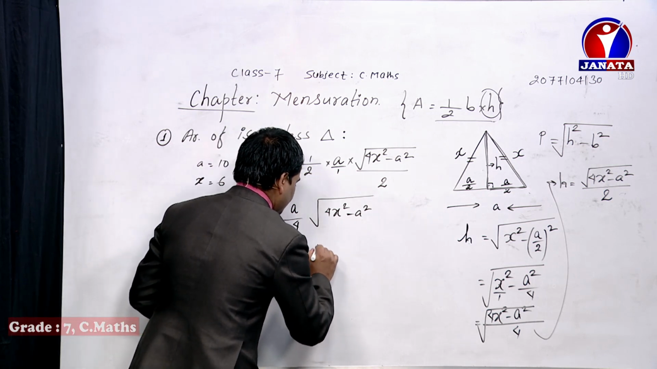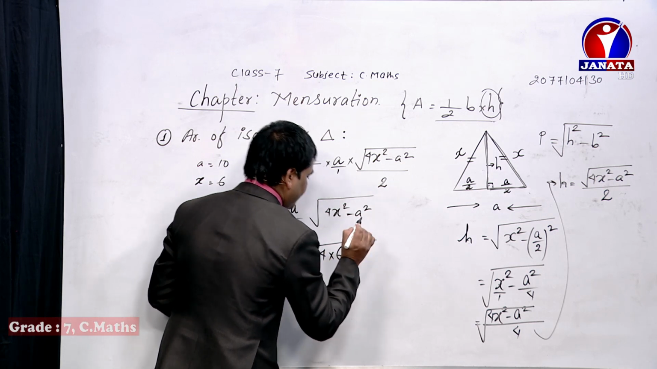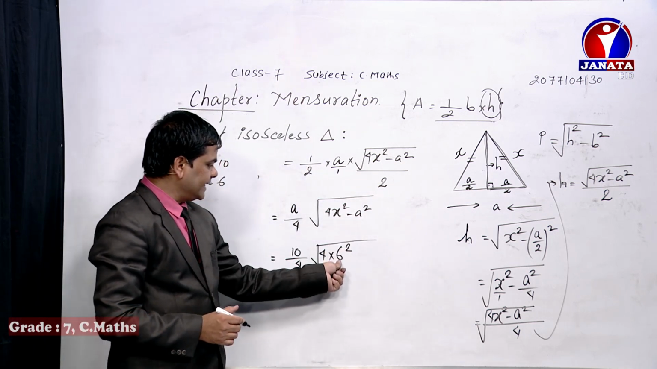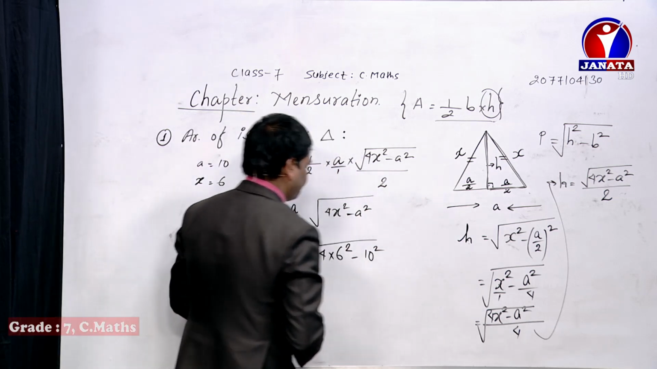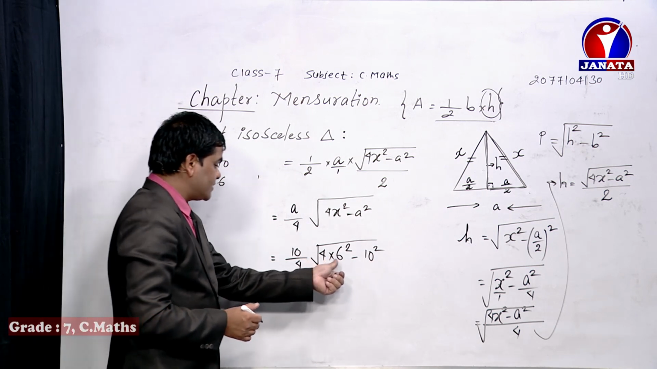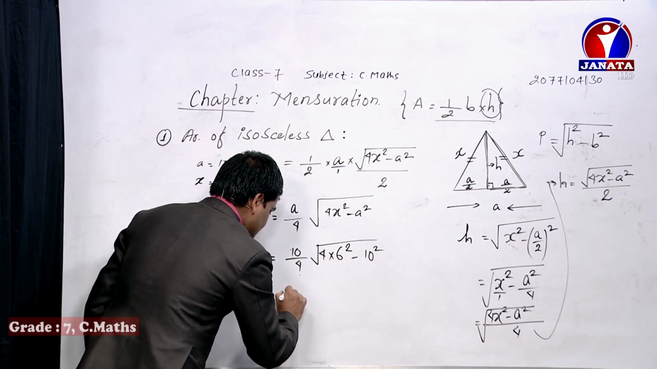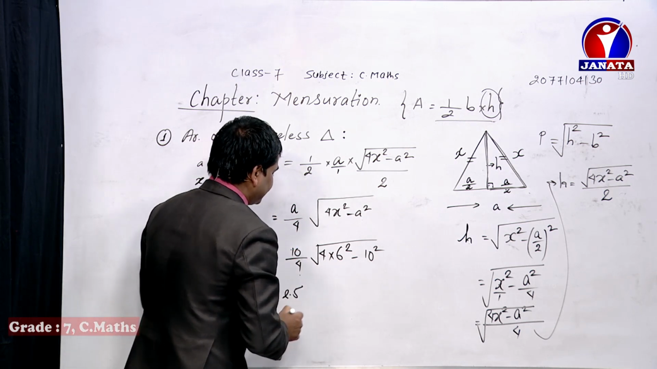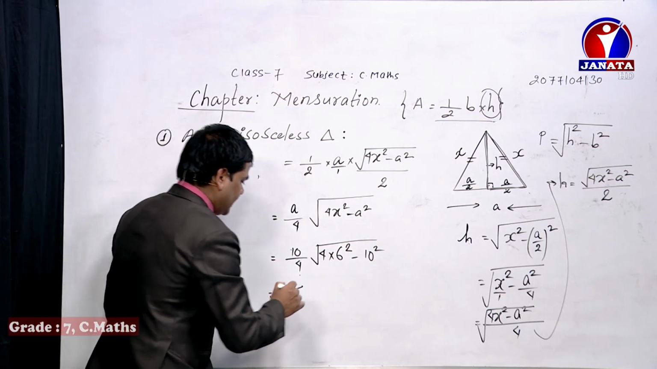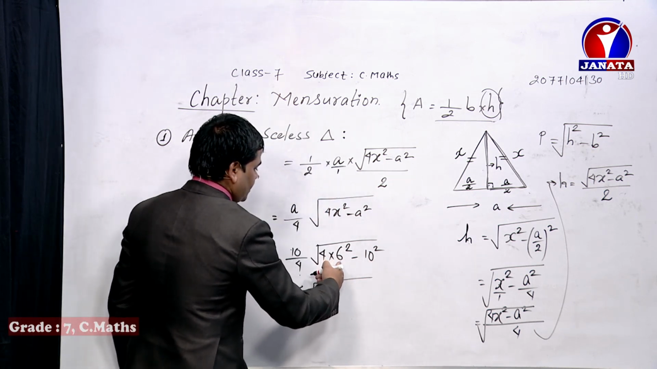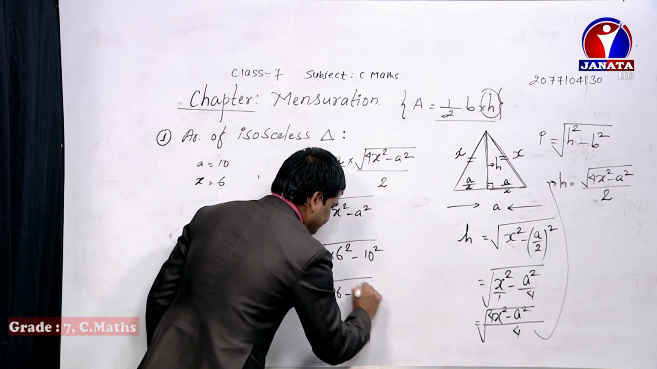Now whole root under 4 times x square. X square means 6 square, the value of x is 6, so 6 square minus a square. A square means 10 square. Now we need to proceed, isn't it? What will be 10 by 4? It means 2.5, or you can keep it in fractional form as well. 10 by 4 equals 10 divided by 4 equals 2.5. Now whole root under 4 into 36 minus 100.